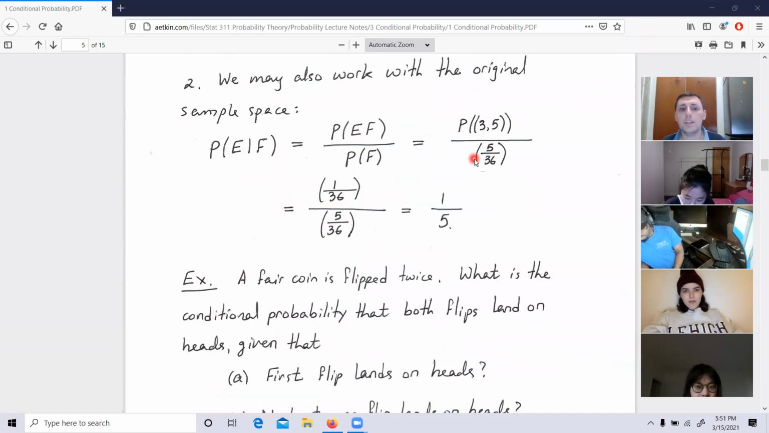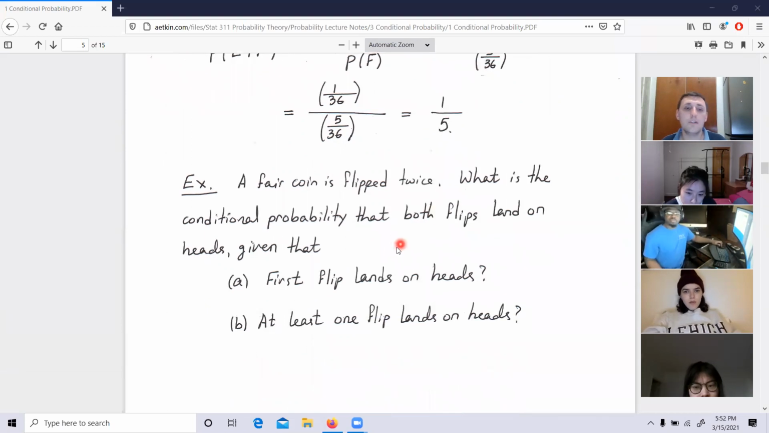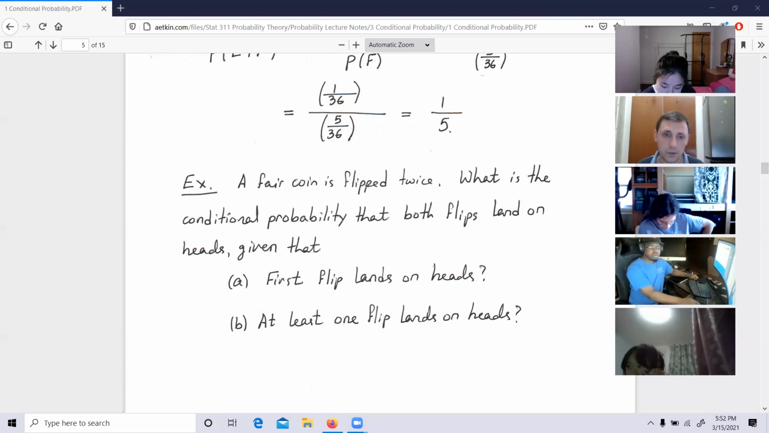A fair coin is flipped twice. What is the conditional probability that both flips land on heads, given that A, first flip lands on heads, and B, at least one flip lands on heads? Make sure that you answer it carefully, okay, guys? Think about it and justify.